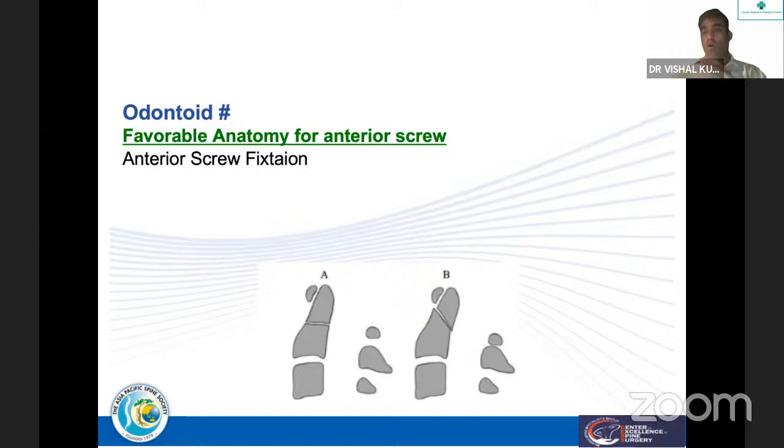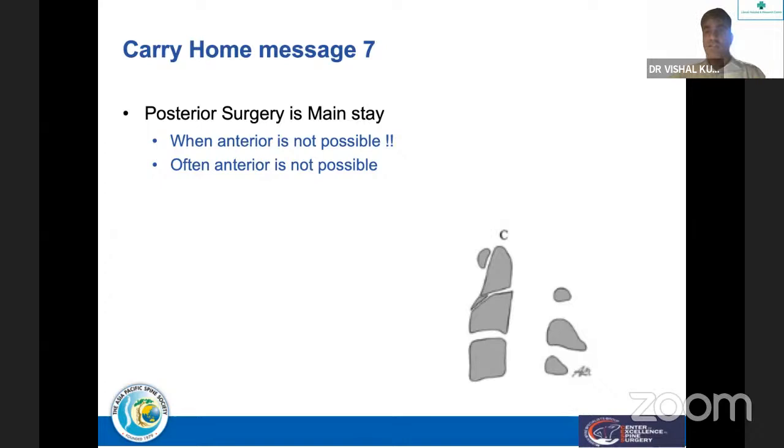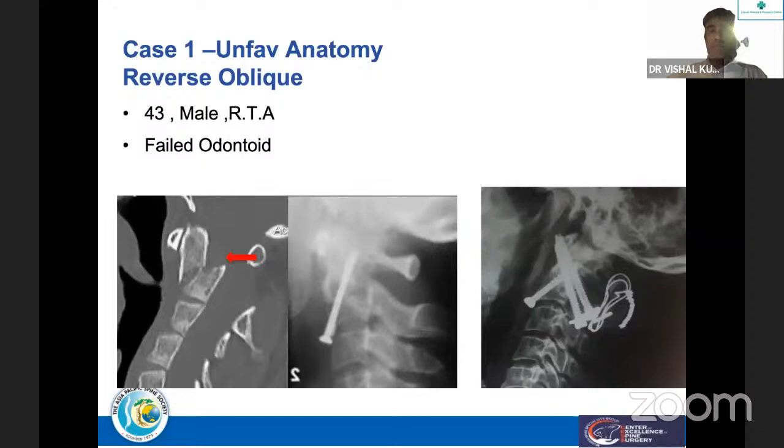For example, a reverse oblique fracture: you put in an anterior lag screw, it will displace and fail very soon. Any comminuted proximal fracture, any small proximal fragment, you will not be able to get a hold of the threads of the screw. Elderly patients, pediatric patients, neglected non-union patients, and of course atypical variants where there is a fracture going all the way down into the body or in the pars. Again, these are the fractures which are bound to fail with anterior fixation. So the carry-home message in all these fractures: the only thing that works is posterior surgery, either a segmental C1-C2 or a transarticular screw.